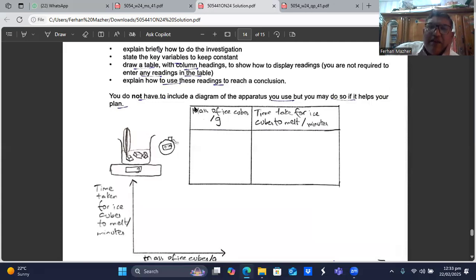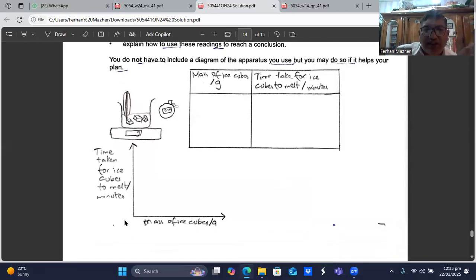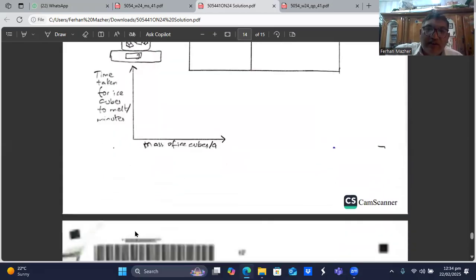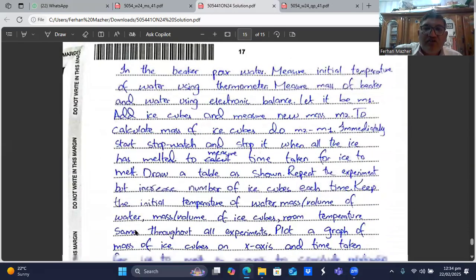So in the table, I will have the mass of the ice cubes, or you can say the number of the ice cubes, and the time taken for the ice cubes to melt, and that will be in minutes. Then you can draw a graph. On the x-axis, you will take the mass of the ice cubes, or the number of the ice cubes, and on the y-axis, we will take the time taken for the ice cubes to completely melt.